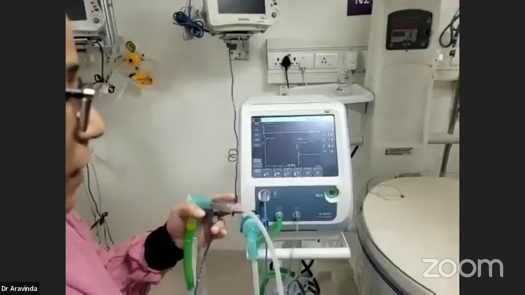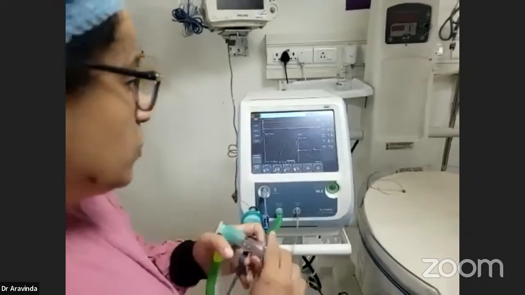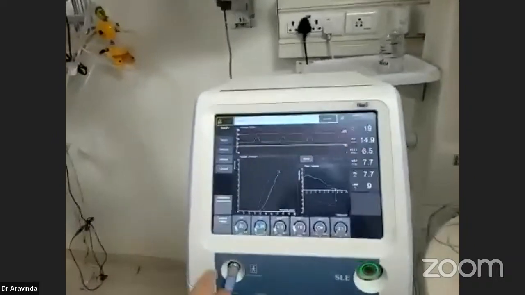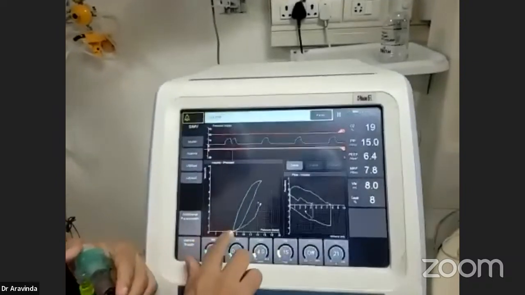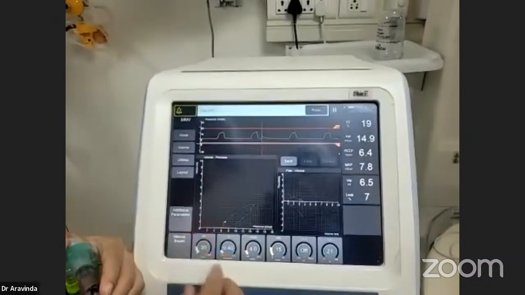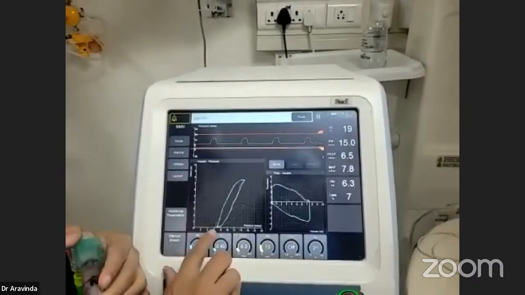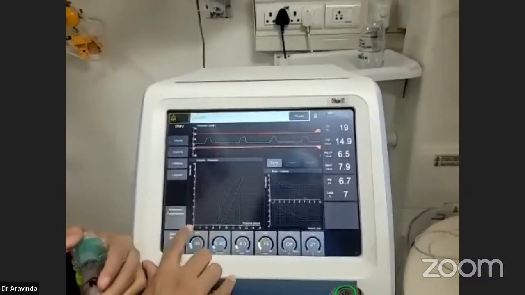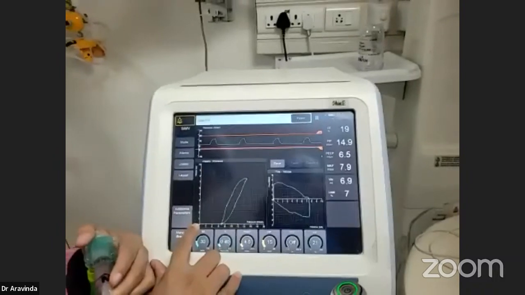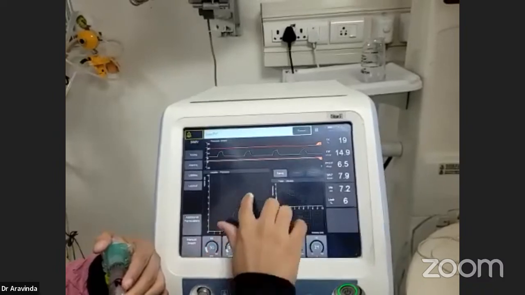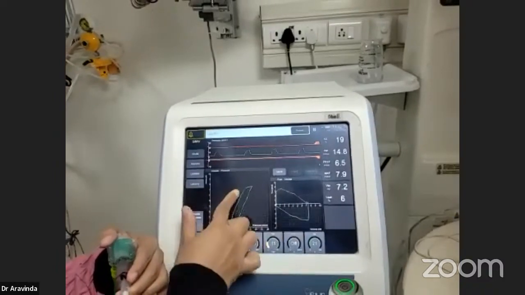Now we are seeing the loops. This is the pressure volume loop and then the flow volume loop. The pressure volume loop will begin at the PEEP only. This is the PEEP which we have set. If we have set either 4, 5 or 6, it will not begin from 0. It will begin from the PEEP. Then this is the inspiratory limb and then the expiratory limb.